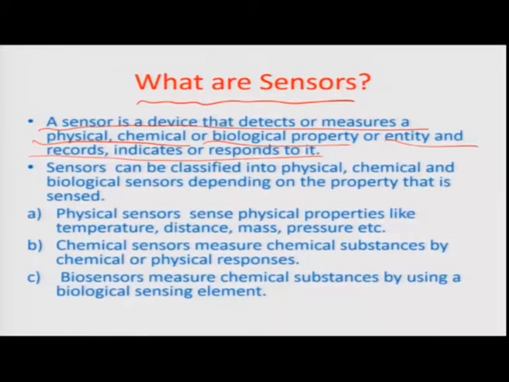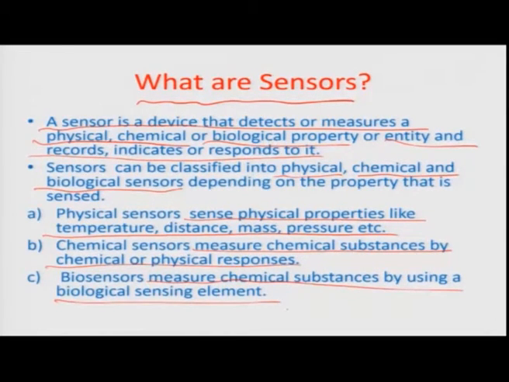Sensors can be classified into physical, chemical and biological sensors depending on the property that is sensed. Physical sensors, for example, sense physical properties like temperature, distance, mass, pressure, etc. Chemical sensors measure chemical substances by chemical or physical responses. Biosensors, of course, measure chemical substances by using biological sensing elements. And so, it is all about what exactly that element is, how there is a change in the signal, and how there is a transduction for the sensor to start detecting various responses.